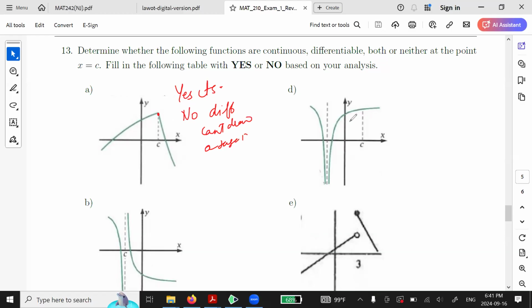Right? What about this guy? What about at C here? Is the function continuous? Is the function differentiable? Yes, I can draw a tangent. There is no corner. No corners or points sticking out at C. So, yes, differentiable. This makes sense?